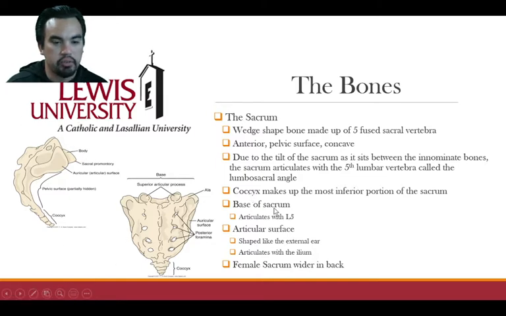As we break down the actual sacrum, we have the body, or the base of the sacrum, right up here. This is the part that articulates with L5. Then we have the articular surfaces that we already discussed that articulate with the ilium. And then a little factoid: the female sacrum is actually wider in the back than in the male, and that's really just to help with the widening of the hips during the birthing process.